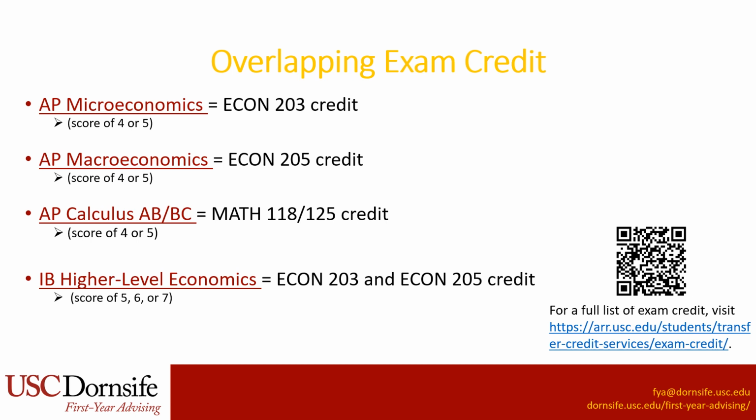And also for potential overlapping exam credit, AP Micro, AP Macro will provide you with the credit for Econ 203 or 205. The AP Calculus A, B, or BC will provide you with Math 118 and Math 125 credit. And IB Higher Level Economics will provide you with the Econ 203 and Econ 205 credit.